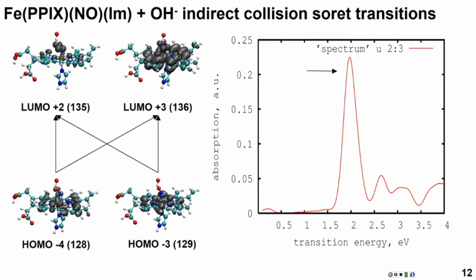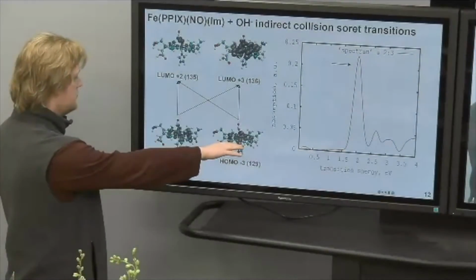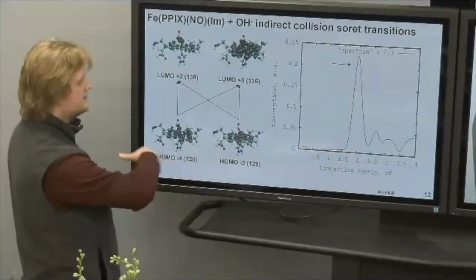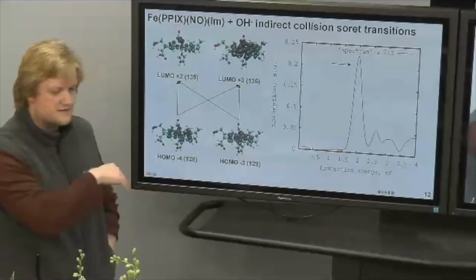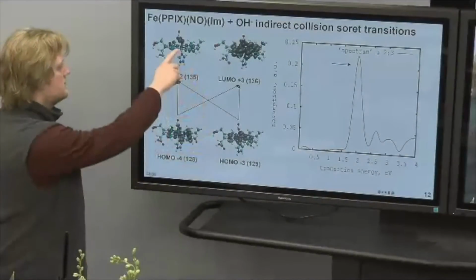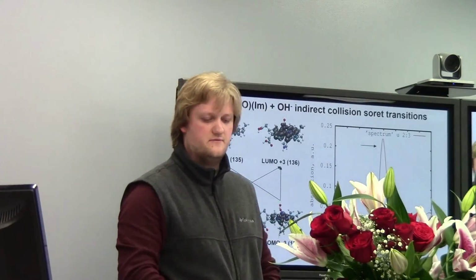If we look at our Soret transitions here, while our HOMOs, where the transitions arise from, are delocalized in the porphyrin ring, some of the LUMOs actually have some charge density on the ligands. So there's a slight difference there.